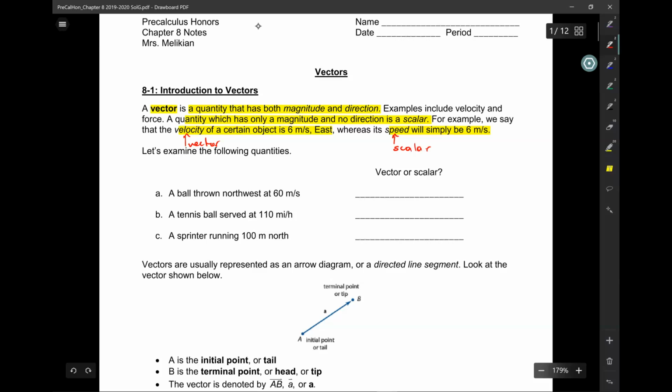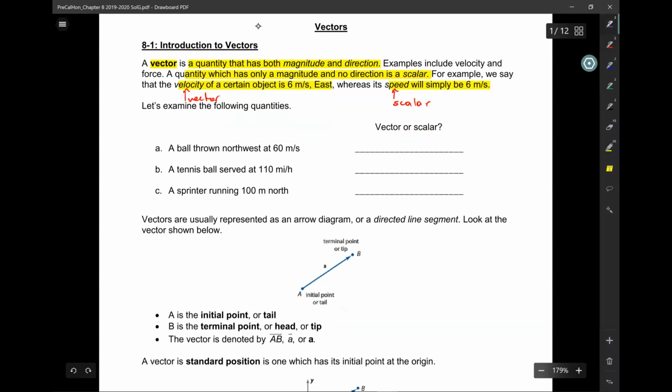And so if we go down here, you have a situation where a ball is thrown northwest at 60 meters per second. Is that a vector or a scalar quantity? That's a vector. How about a tennis ball served at 110 miles an hour? Scalar. And the sprinter running 100 meters north? That's a vector. All right?